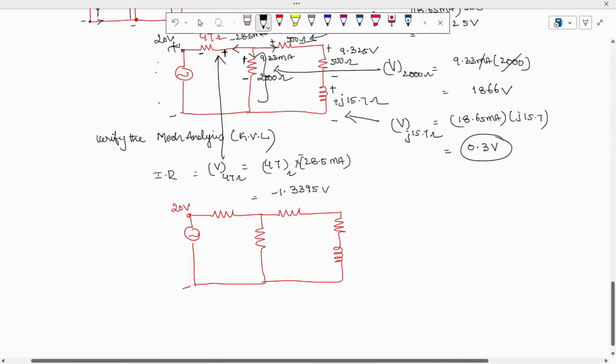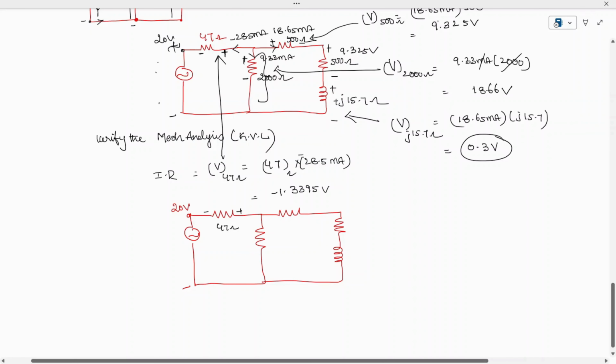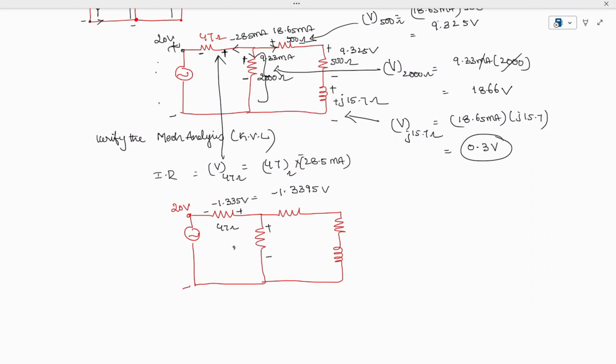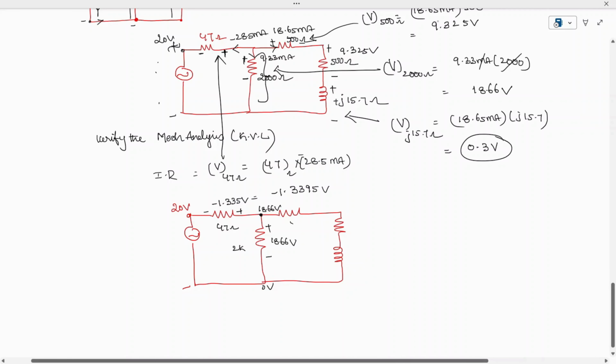So here you are going to get plus, minus, this is a 47 ohm resistor. So here you are going to get a drop of minus 1.335 volts, and this is positive, negative, and this is a 2000 ohm resistor, and here you are going to get 18.66 volts. The voltage at this point is 18.66 volts, and at this 500 ohm resistor the current is flowing.